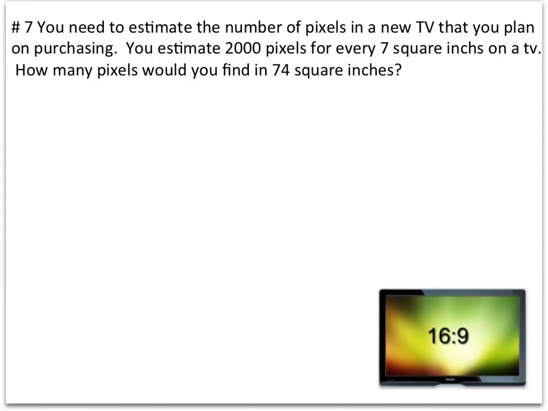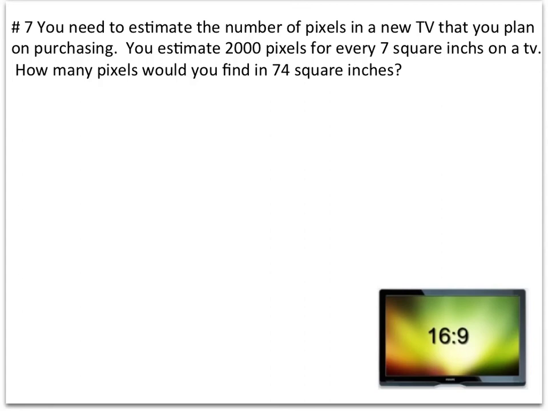You may have heard the term pixel before in terms of camera resolution or pixels on your iPhone screen. And in this question we're going to look at pixels on a TV screen. So you're going to buy an HD TV and you estimate, or the manufacturer estimates, that there's 2,000 pixels for every 7 square inches on a TV. But you're going to buy a TV that has 74 square inches on the screen. Not a very large TV, but a TV nonetheless.